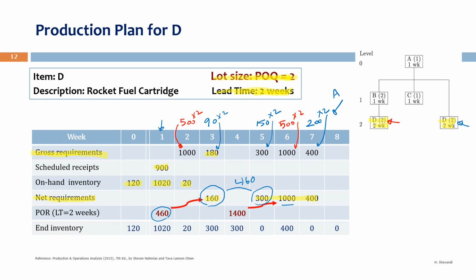So for week 6 and week 7, we need 1,400. So because of 2 weeks of our lead time, we need to start production of D at week 4 again. And the production amount will be the sum of demand for 2 periods ahead. So here it is 1,400, okay? So by having this production schedule and the inventory on hand and scheduled receipts, the end inventory will be calculated as the last row here.